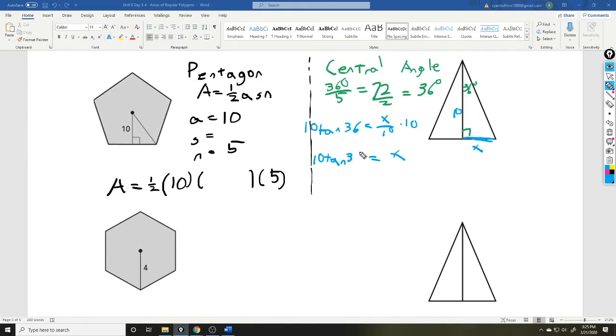This is a common mistake I see, make sure when you put this in the calculator that you're using 10 tangent of 36. Don't put a division symbol in here. We didn't divide by anything to get this answer. So you should just put 10 tangent of 36 and get 7.625. Now to get our side length, we need to double it. So take that answer and multiply it by 2.